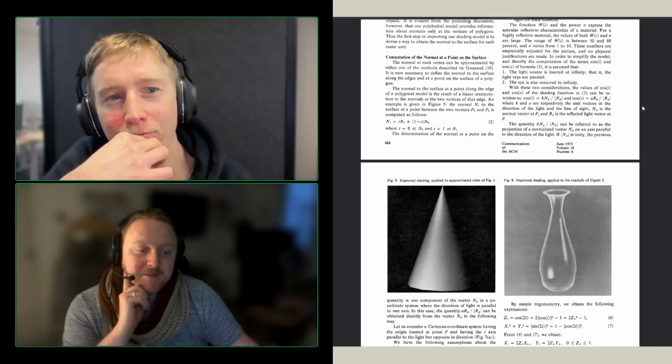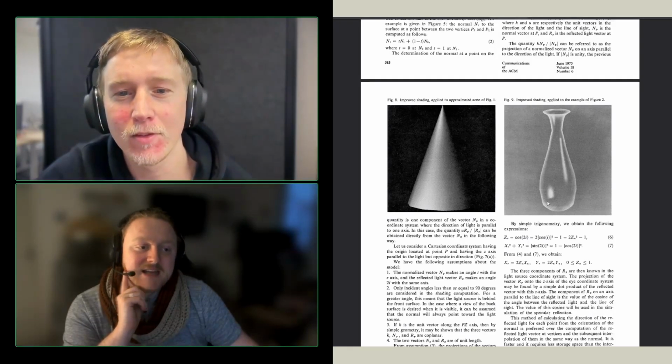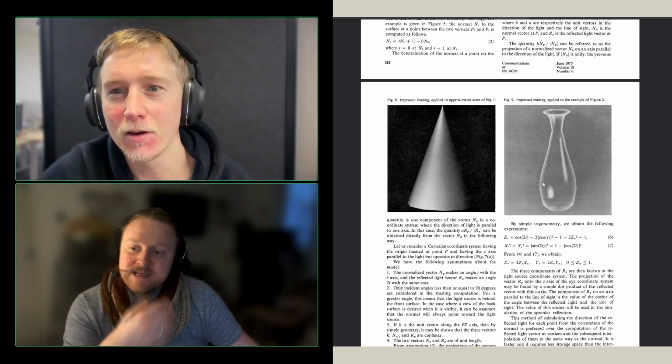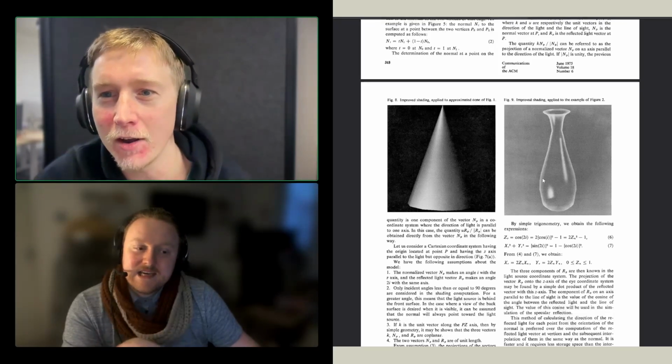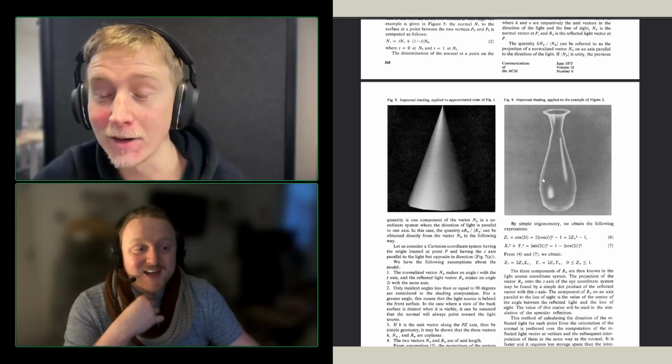Later on in the paper they have another picture of my favorite little vase, the vase with improved shading. Oh, look at figure 9. It's gorgeous. Figure 8 and 9, aren't they? They're my favorites. Work of art, for sure. I really like these.